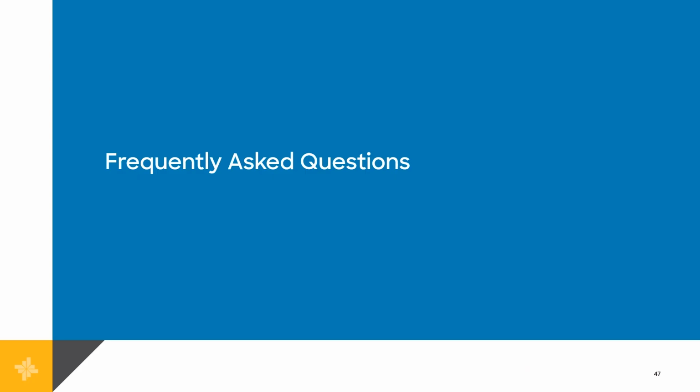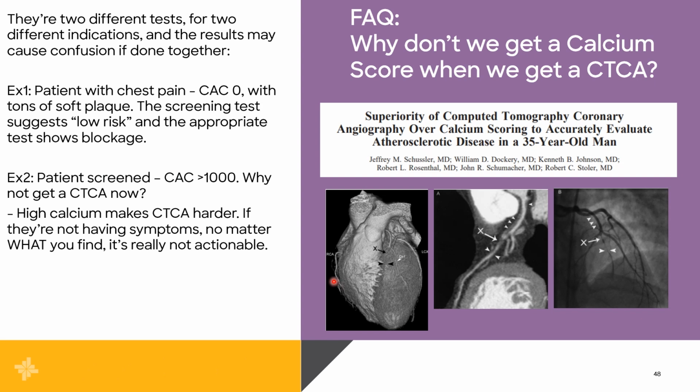Some frequently asked questions that I get. Number one, why don't we get a calcium score when we get a CT coronary angiogram? And it's a logical question. They're in the scanner at the time. One has contrast, one doesn't. So why not get a calcium score and then afterwards just scan them again with contrast?